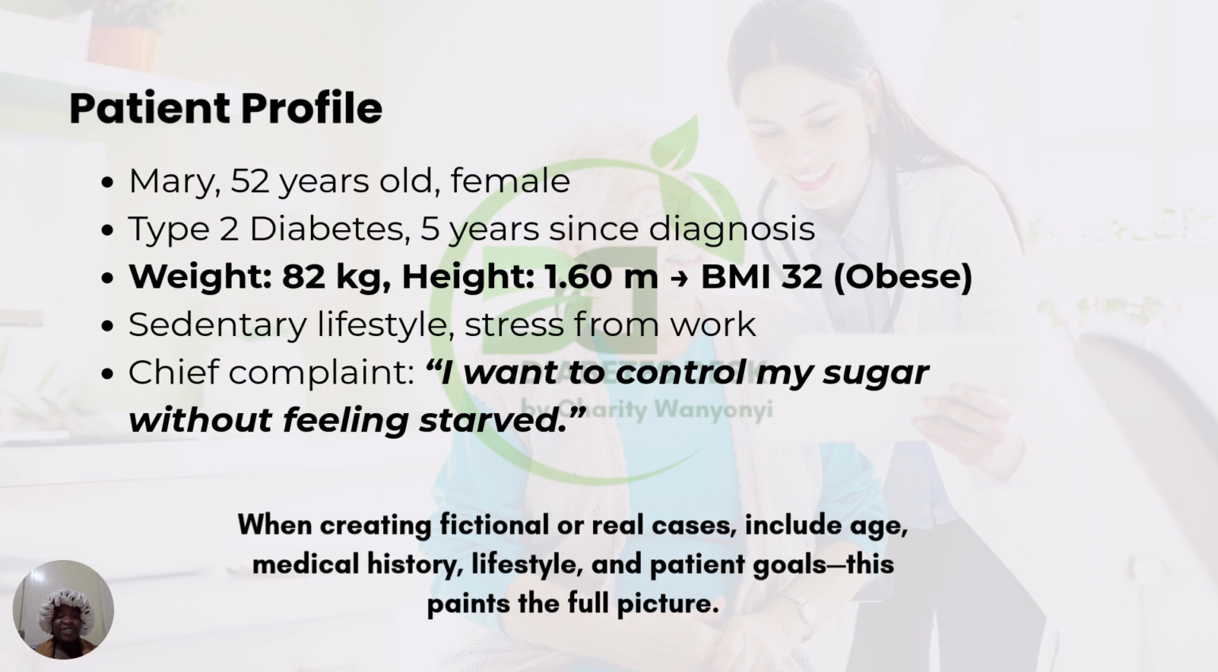So now let's dive into our patient's profile. This is anonymous. Along the way, you might have encountered someone with this, but it is not tailored to anyone. Here is our patient, Mary. She's 52 years old, female. She has type 2 diabetes and has been living with it for 5 years since diagnosis. Her weight is 82 kilograms. Her height is 160 centimeters, that is 1.6 meters. When we calculated her BMI it is 32, that is obese.